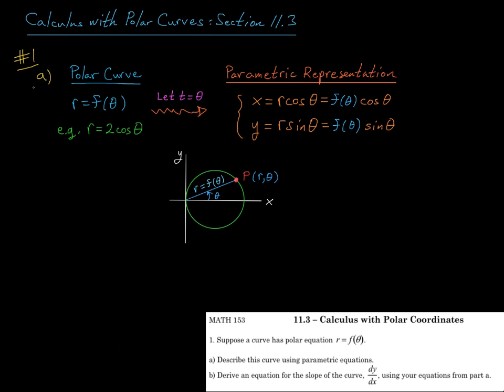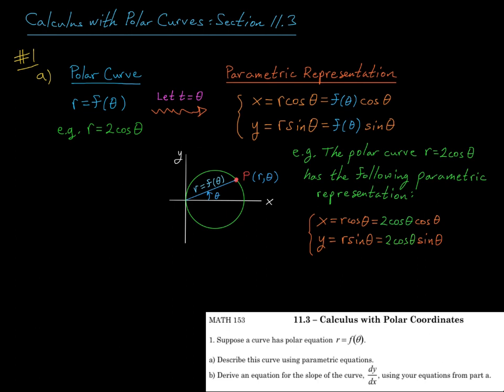Now for this particular circle equation, we can write down a parametric representation as follows. x is r cosine theta, and since here r is 2 cosine theta, this is 2 cosine theta times cosine theta, and that of course is just 2 cosine squared of theta. y is r sine theta, and again, since r is 2 cosine theta, this is 2 cos theta times sine theta.